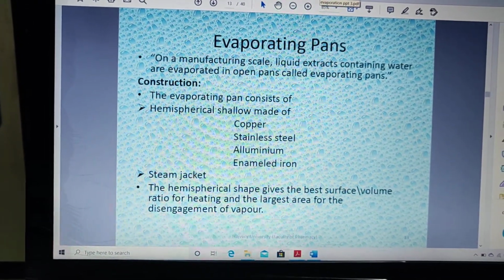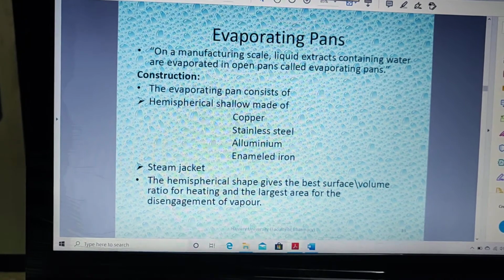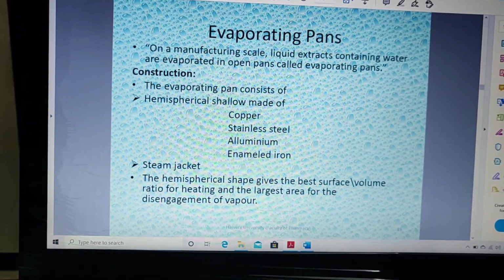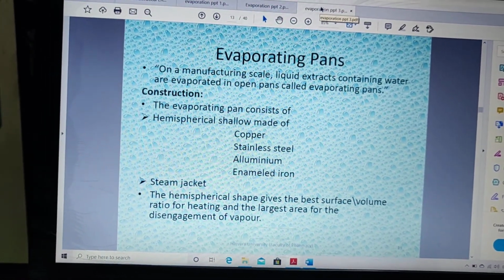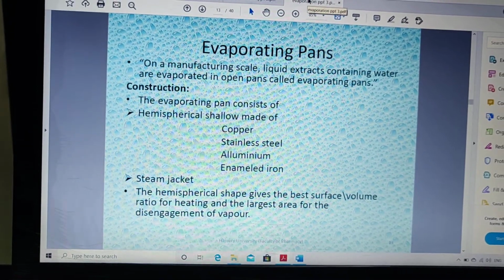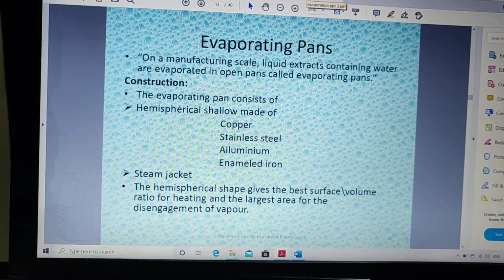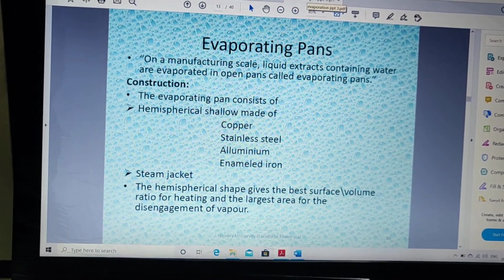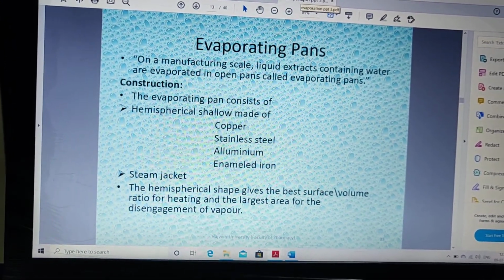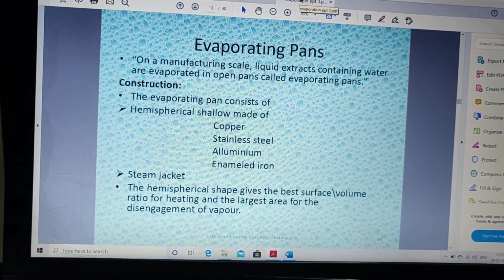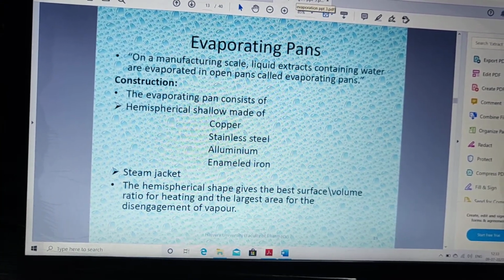And one more thing, when you have acidic content to be evaporated, that is if your extract has been taken in some acidic medium, at that time copper may dissolve in the solution along with vaporization. To avoid that, copper would be tinned. Whereas iron has a tendency of rusting, so the jacket is generally made up of iron, and iron can also be tinned, enameled or coated. Now due to the hemispherical shape, it gives a good surface area to volume ratio for heating and the largest area for the disengagement of vapor.